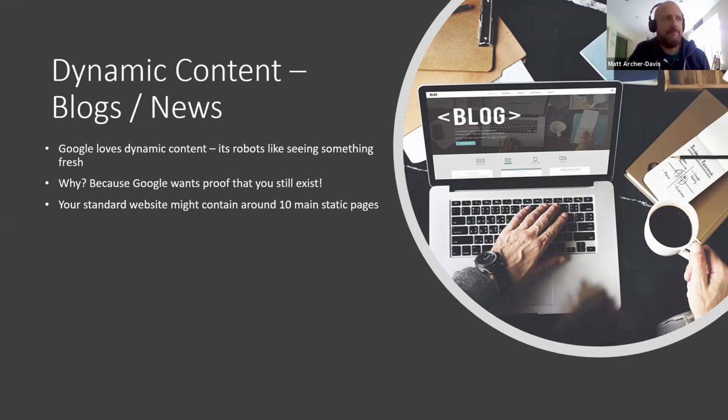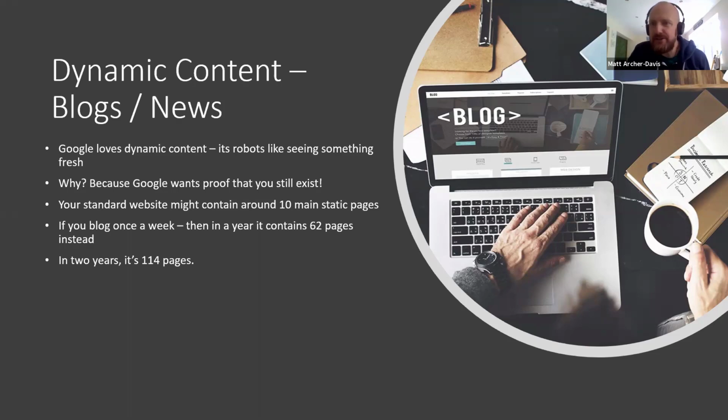Your standard website will contain, on average, about 10 main static pages based on what I've just talked about earlier. If you blog once a week, then in a year, it would contain 62 pages instead for Google to be crawling. In 2 years, that turns into 114 pages. So if you think about all the extra content that you can put on your site that Google can find, it's not only limiting you to 10 pages, it's expanding your site into 62 pages in a year, 114 pages in 2 years, and that's if you blog once a week.